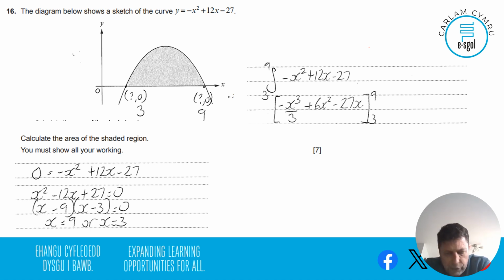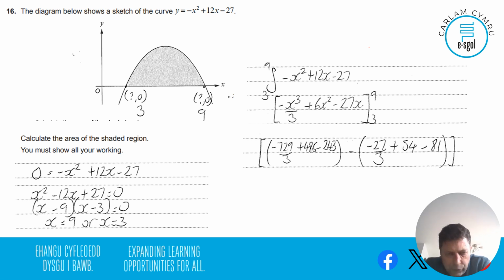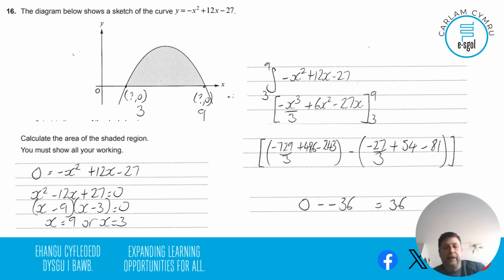So integrate as we did earlier, increase the power, divide by new power. Substitute your values in. Putting the top number in first, the second number in second, and it gives you the nice answer of 0 minus, here, minus 36 from this bracket, which leaves us with the answer 36. Again, if you're preparing for this type of exam, you will see these on every single one of the past papers. Very common question.